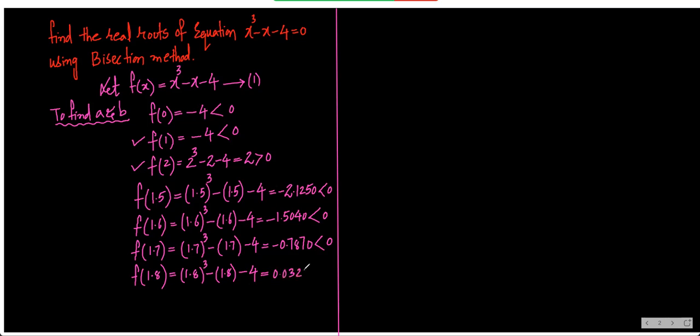0.0320 means what do you say? Greater than 0, right? So one value is less than 0, assuming that value is our A value. One value is greater than 0, assuming that value is our B value. So we are going to say our solution lies between 1.7 to 1.8. Are you getting my point? So if you choose here 1 comma 2, that also you will get the solution, but it is not that much of accurate solution.